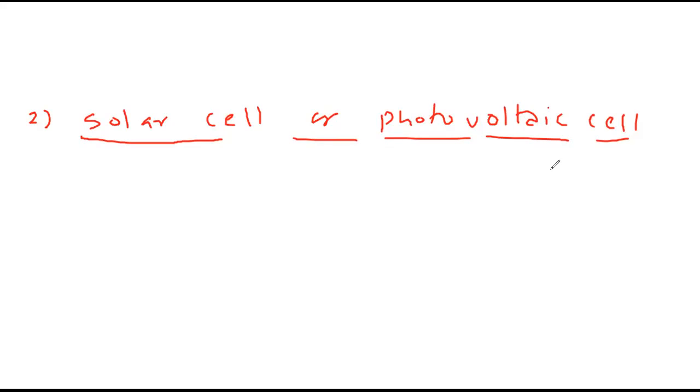There are two types of solar cells. First, it works on the principle that solar energy is converted into electrical energy.